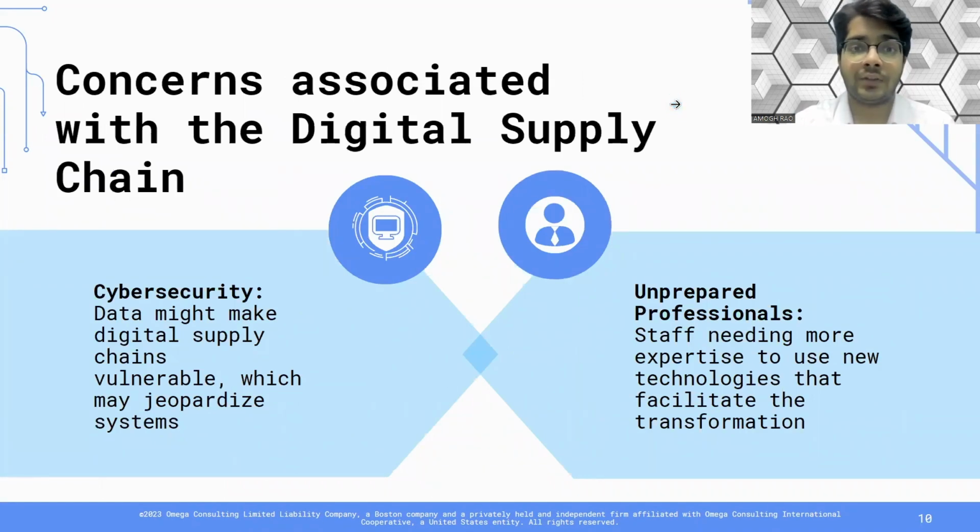And with all the advantages that a digital supply chain network has, there are a few concerns associated with it as well. It is because of its dependability on the internet, and the concerns associated are cybersecurity and unprepared professionals. For cybersecurity, data might make supply chains vulnerable, which may jeopardize the systems. And for this, cybersecurity is one of the most important concerns for the digital supply chain. And coming to the second one, it's unprepared professionals. Under this, professionals might need more expertise to use new technologies that will facilitate the transformation of the supply chain.